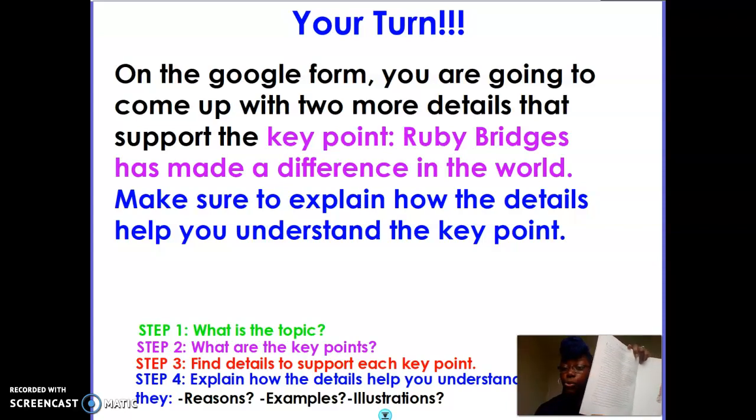Now you need to come up with those 2 details in text evidence for this key point on the Google form, and then I need you to explain how those details help you understand the key point. So you need to think, is it a reason? Is it an example, or is it an illustration?